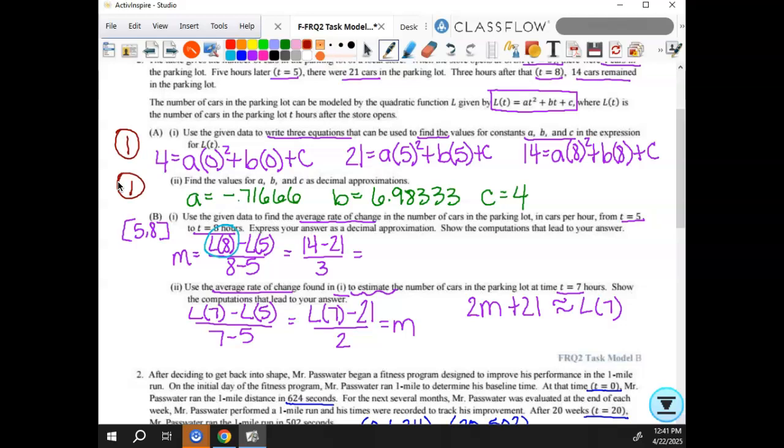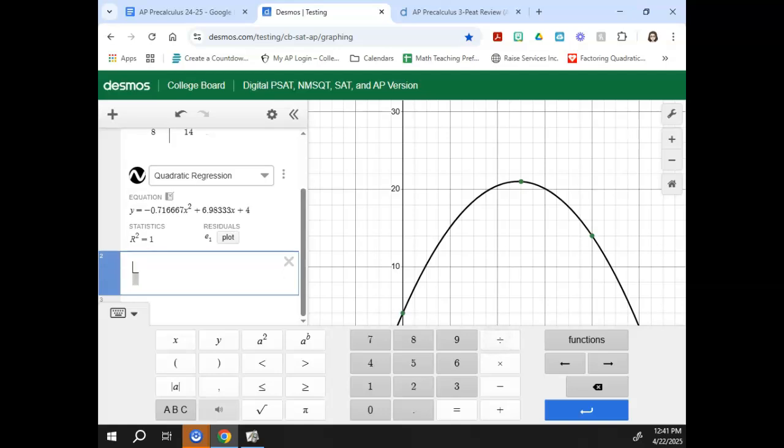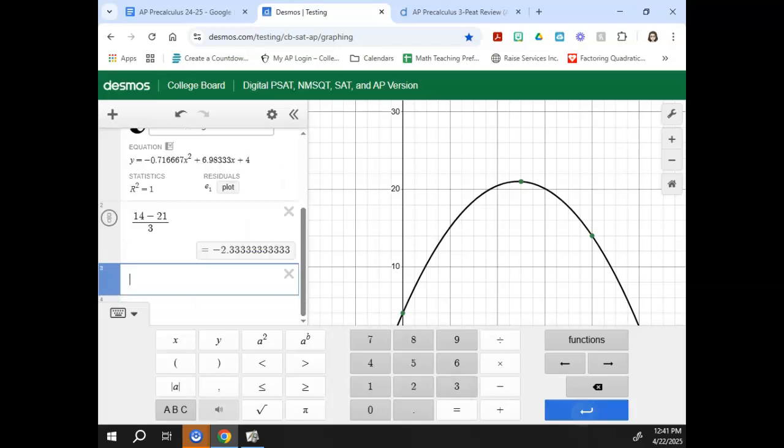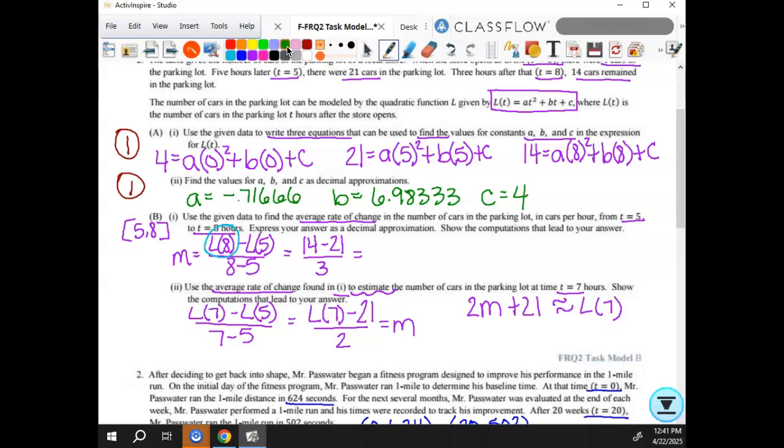Any questions? All right. So now let's go get our point for this, because all I really have to do is type that in, right? So that's going to give me 14 minus 21 over 3. And that gives me negative, which I expected, right? Negative 2.33333.